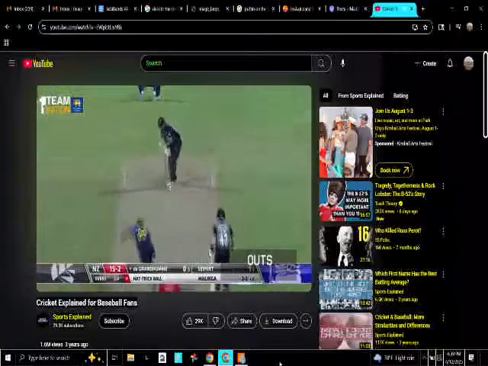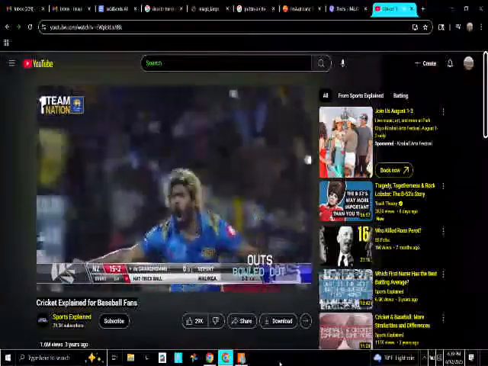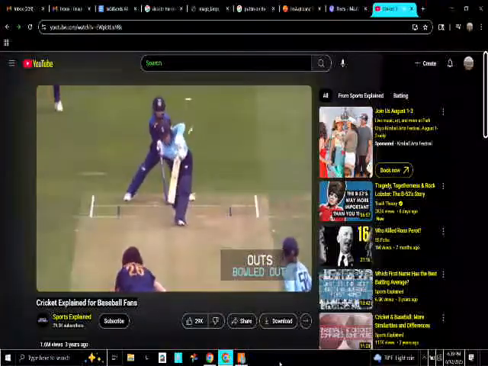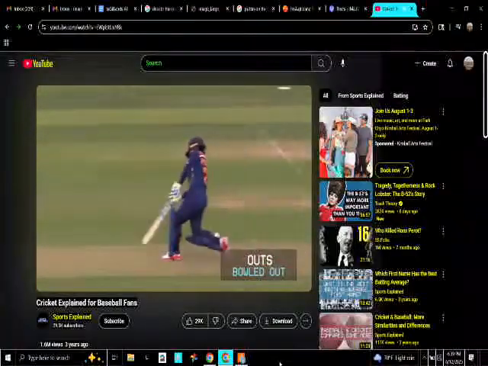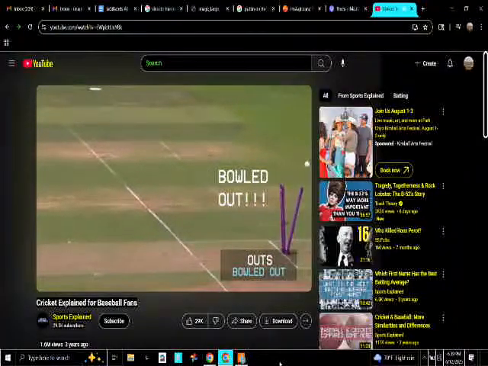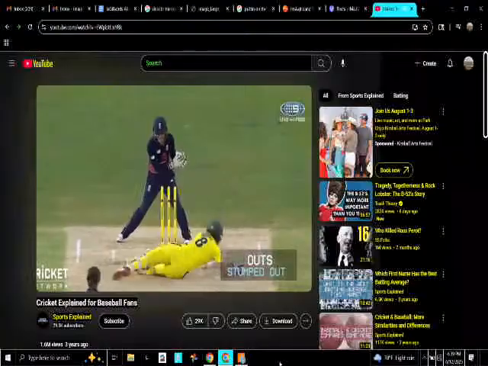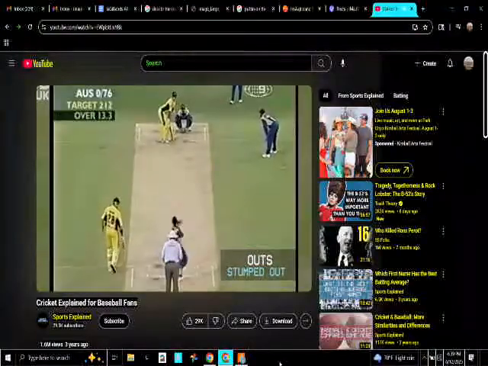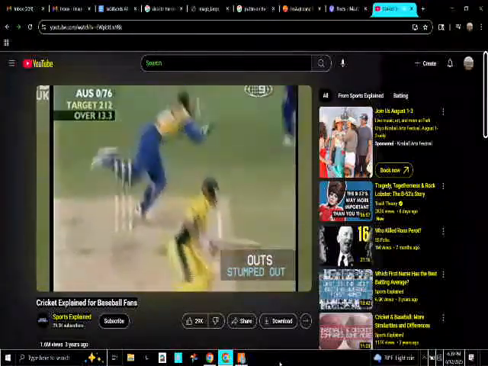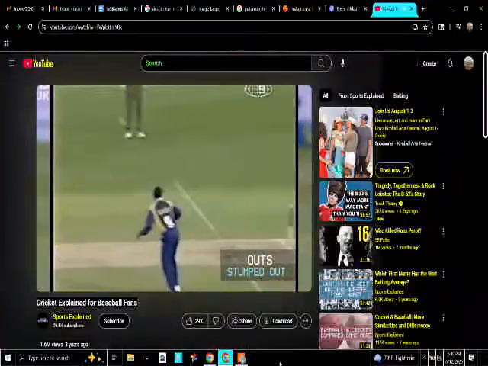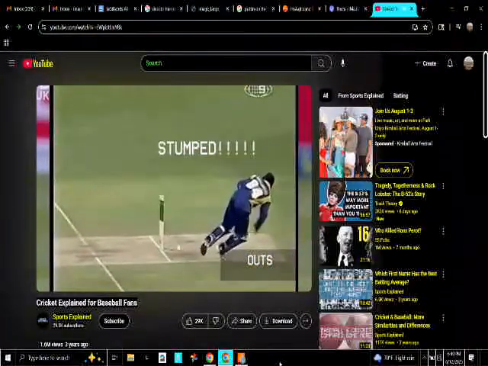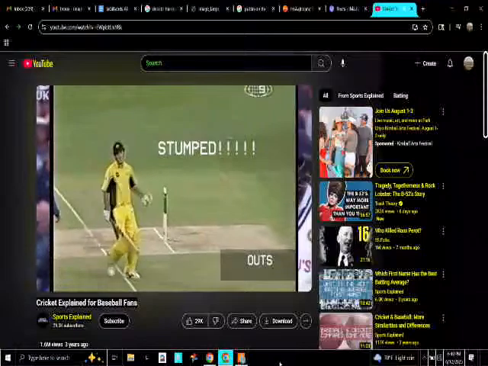You can be bowled out, and these are very exciting. This is where the bowler sends the ball to you, and the ball bounces past you and knocks the bails off the stumps. A batter can also be put out by the wicketkeeper if the batter moves past this line here called the popping crease, and the wicketkeeper gains possession of the ball and knocks the bails off the stumps. This is called being stumped out.